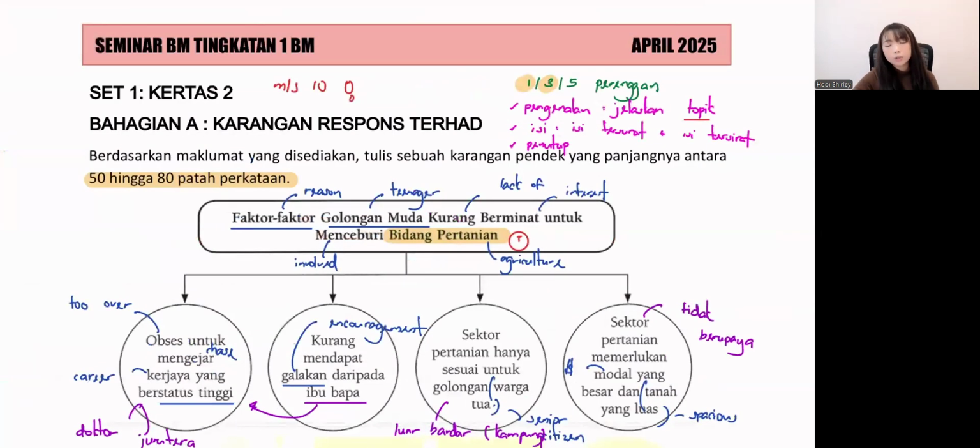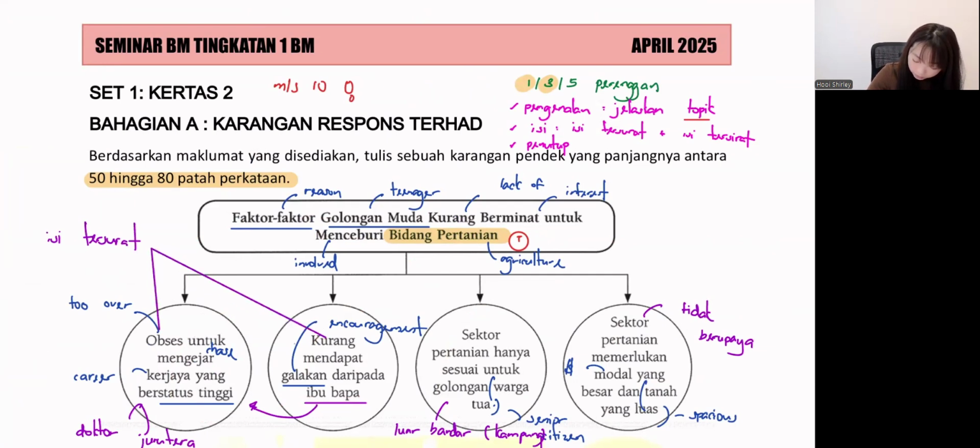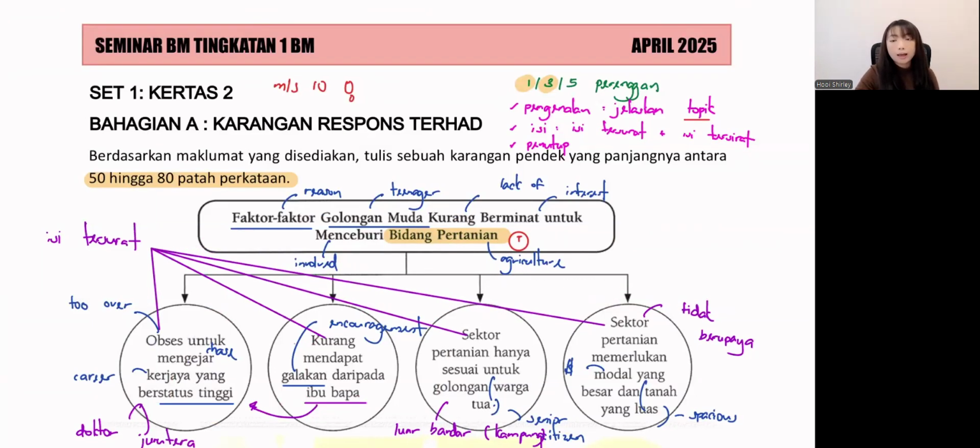But tersirat is your own idea. So isi tersurat means the given points. So everything here will be isi tersurat. The first one, the second one, the third one, and also the last one. Then you will need to make your essays more lengthy, right?